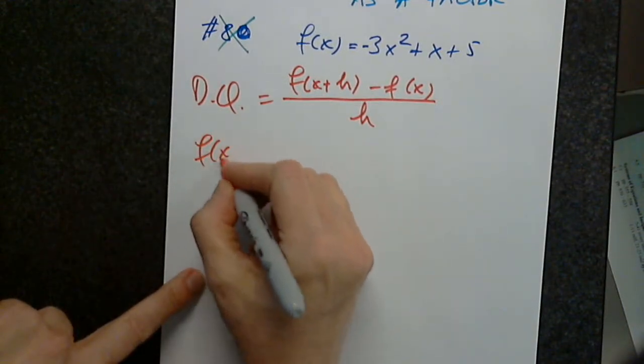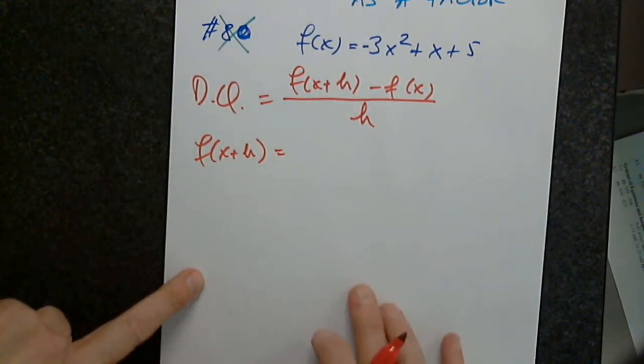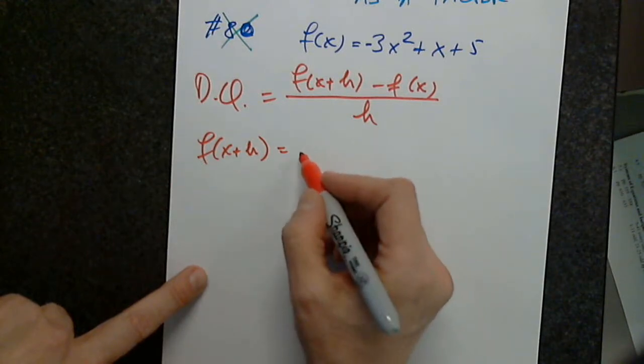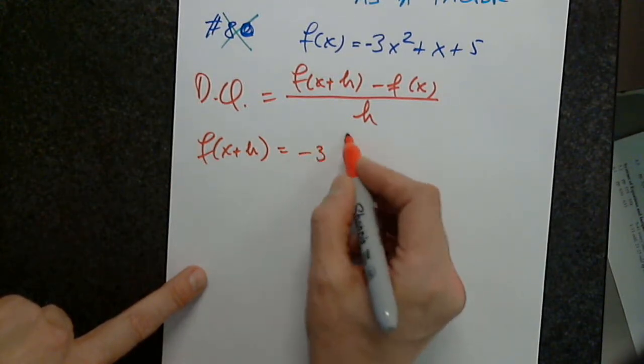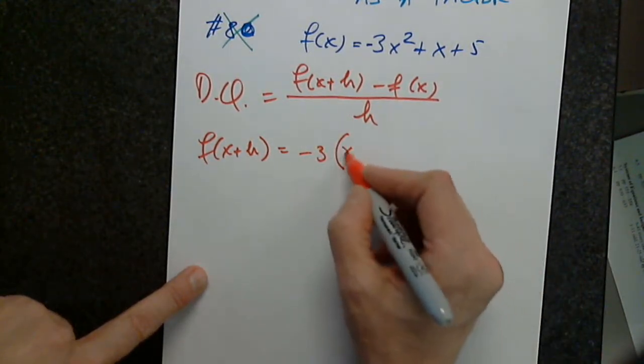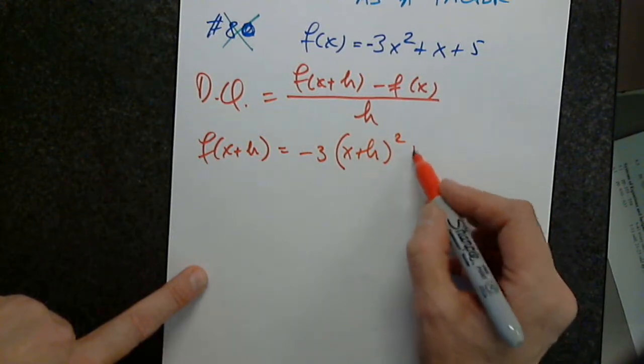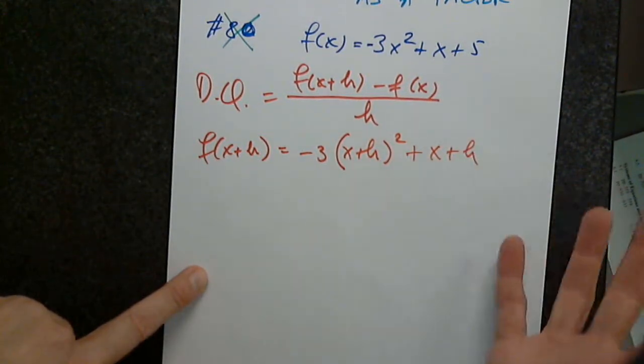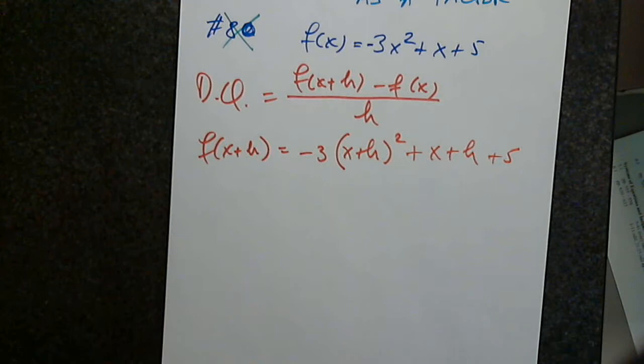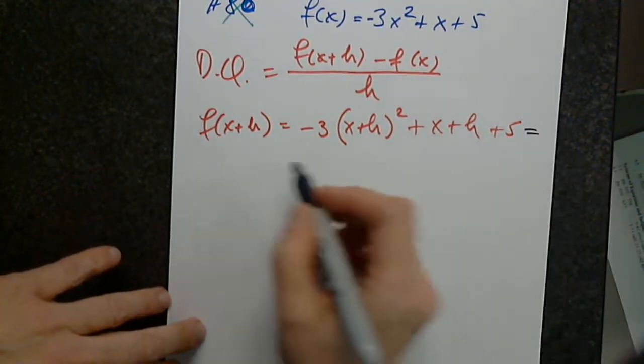So how much is f of x plus h? Can anyone dictate? Negative 3 times x plus h, squared. In parentheses, very good. Plus x plus h, it doesn't need parentheses, plus 5. Is this clear to everyone? Is this okay? Yes, everyone? Awesome. So now I have to square first.